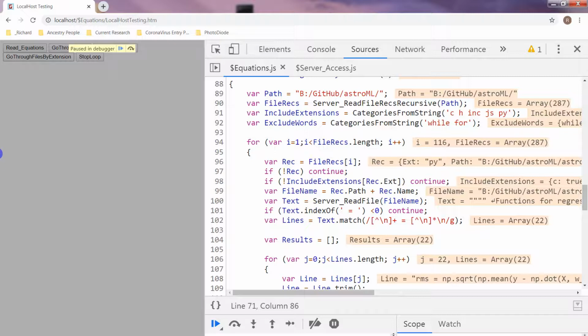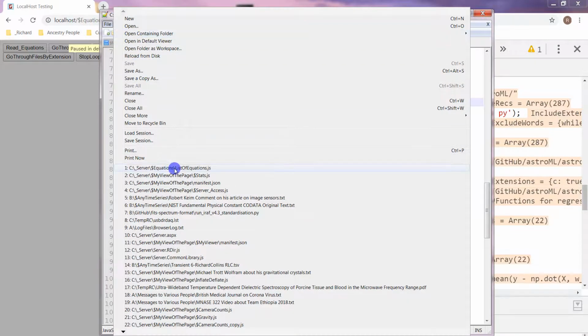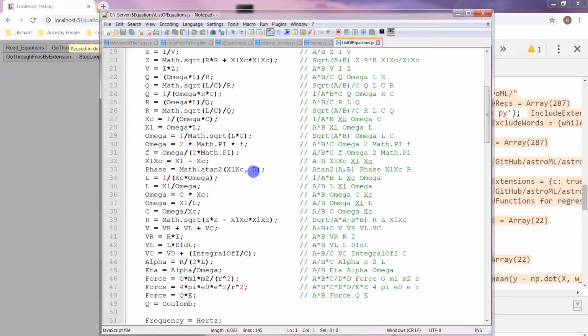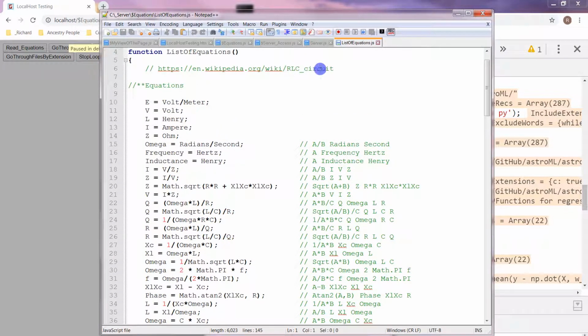Let's see. I want to go to my list of equations. Oh, there. Okay. These are samples. I took a couple of problems that I've been working on. I have 200-300 favorite problems that I work on, and so this one actually came from Wikipedia. It's just a simple RLC circuit, and so I had to go in and translate the abbreviations first.